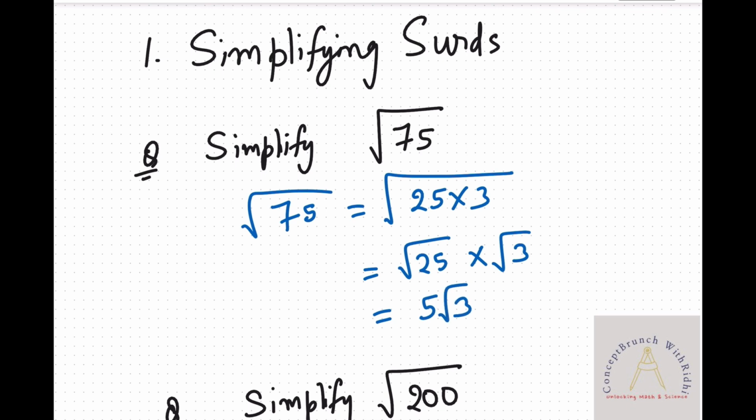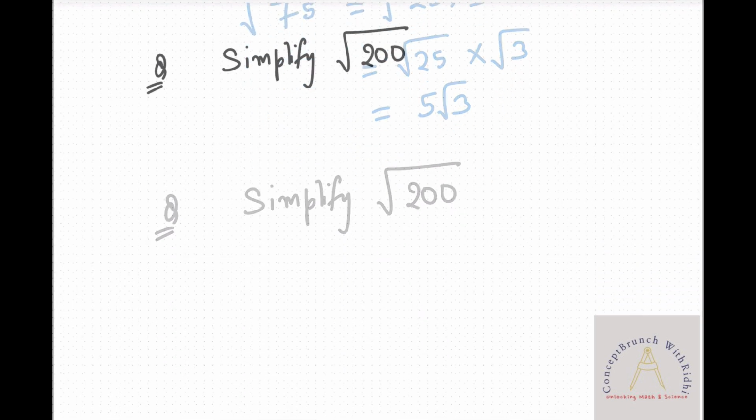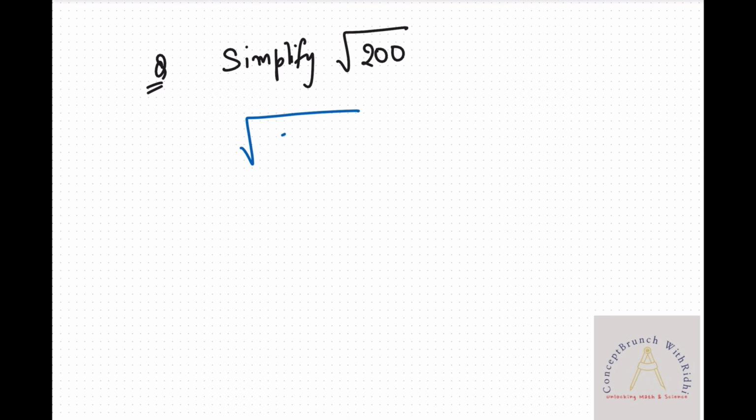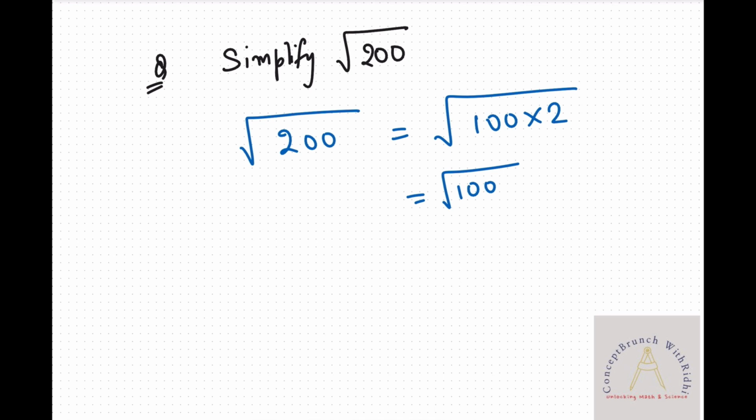Very simple, right? Let's go with another question. Root 200. Under root 200 we can write 100 times 2, right? Separate them. Root 100 we can write as 10, so 10 root 2 is your final answer. Let's move to another section.